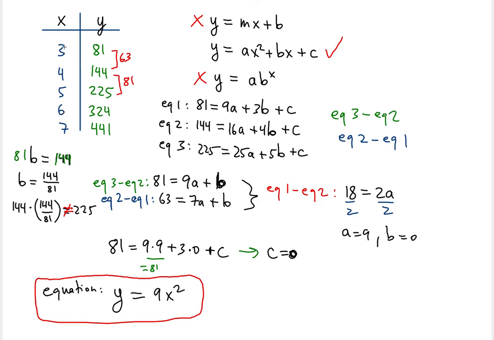So if you put in 3 here, you will get 9. 9 times 9 is 81. Bingo. If you put in 4, 16 times 9. 16 times 9 is 144. If you put 5, you will get 25. 25 times 9 is 225, etc. Right? The 6, 36 times 9, 324. 49 times 9 is 441.